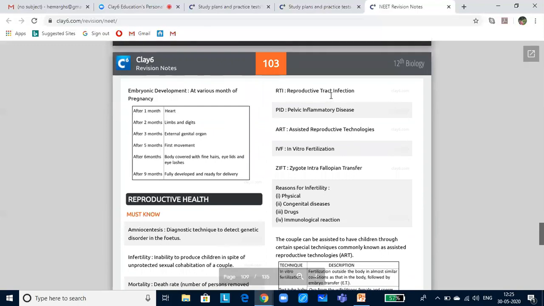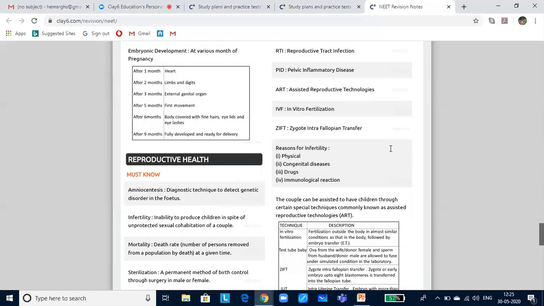RTI is reproductive tract infection. PID is pelvic inflammatory disease. ART is assisted reproductive technologies. IVF is in vitro fertilization. And ZIFT is the zygote intrafallopian transfer.